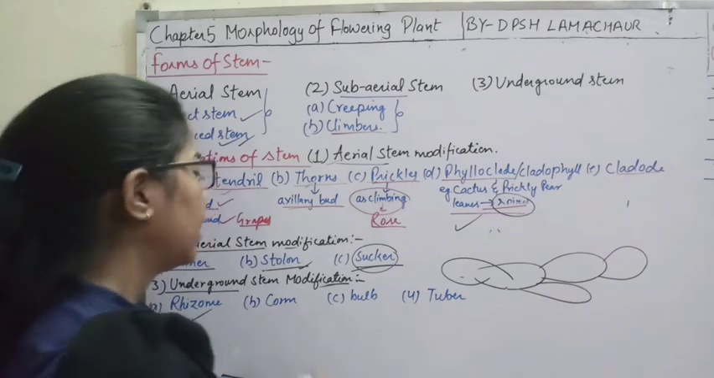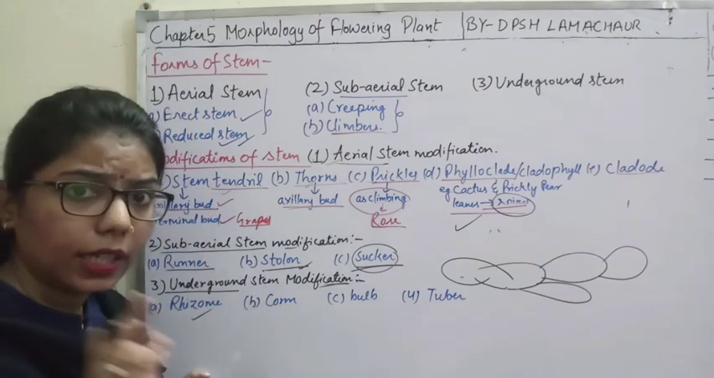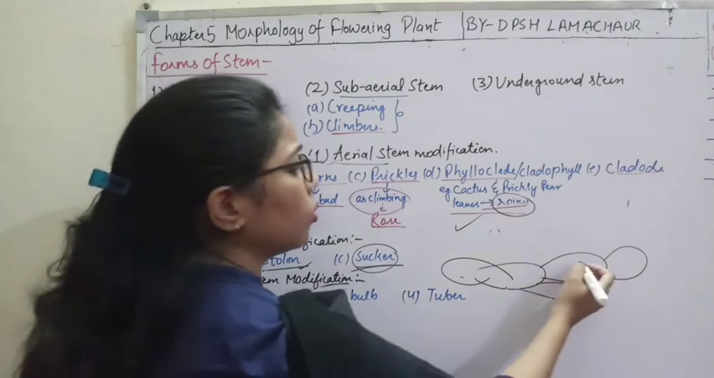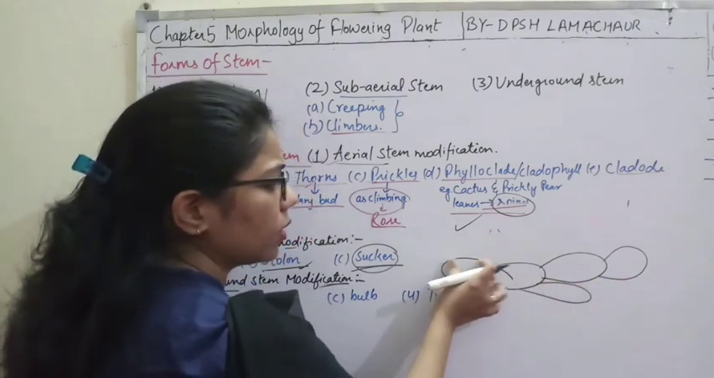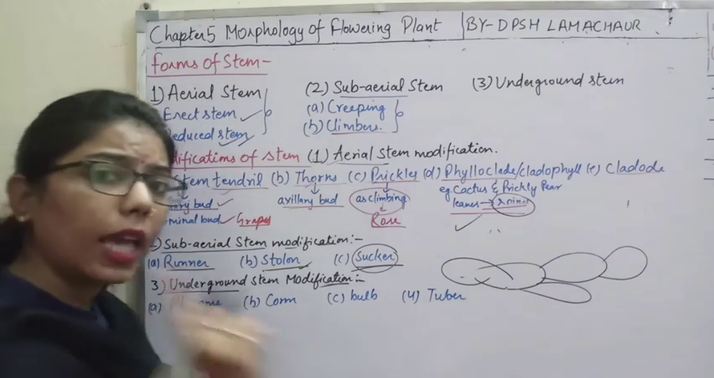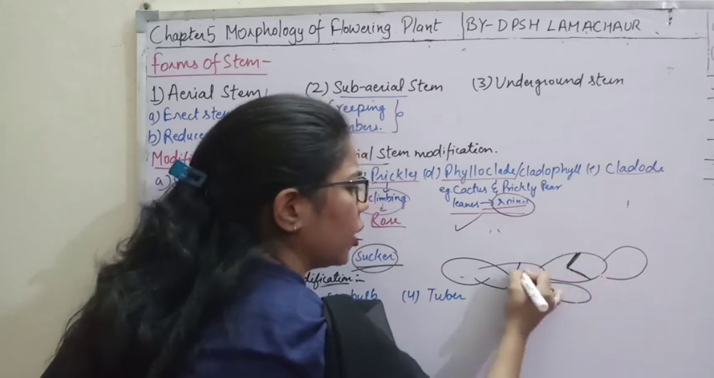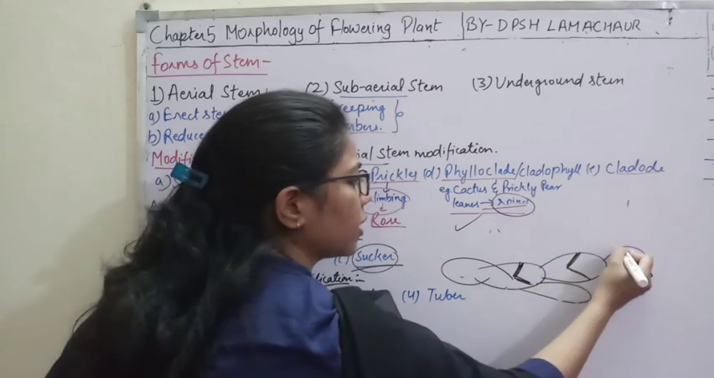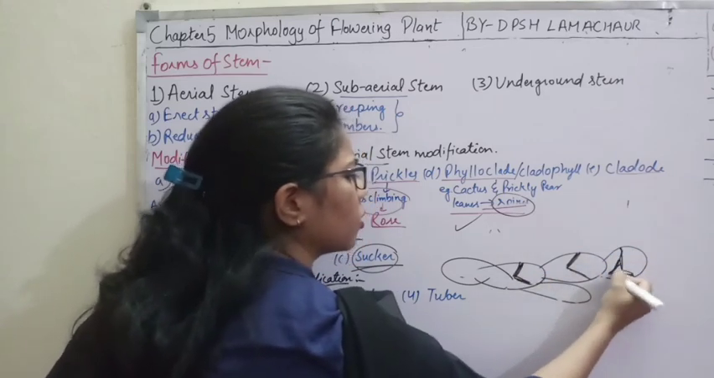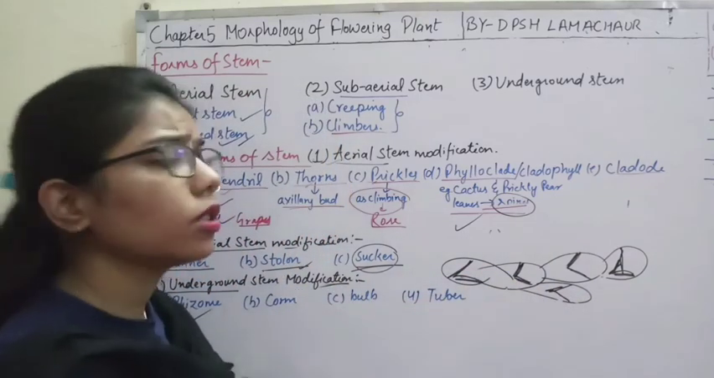Okay, and another feature of this rhizome is that they have nodes and internodes. You can see this one is a node, another one is an internode. Two nodes and internodes are present, as well as they have some scaly leaves. You can see this leaf-like structure in case of ginger. So what are they? They have scaly leaves.